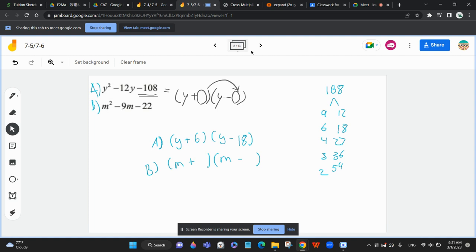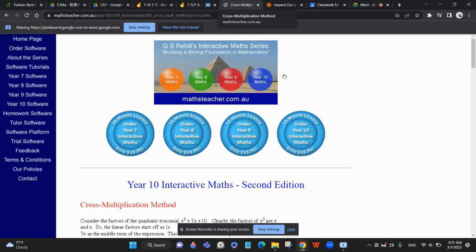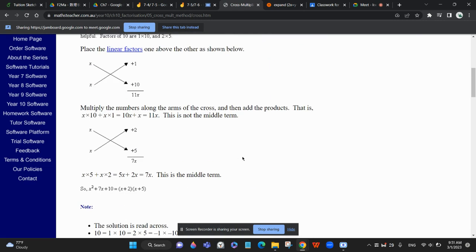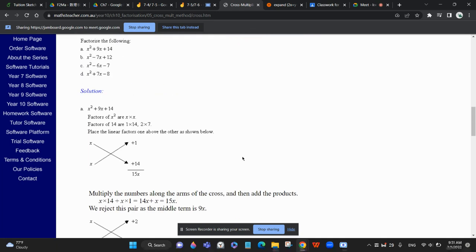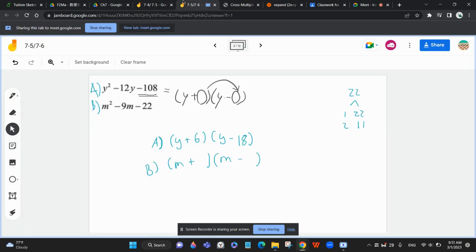And the next one, you should also factor the 22. Yeah, there's only two pairs, right? Yeah, which is the positive 2 and negative 11. Because you need to add them up and you get a negative 9.